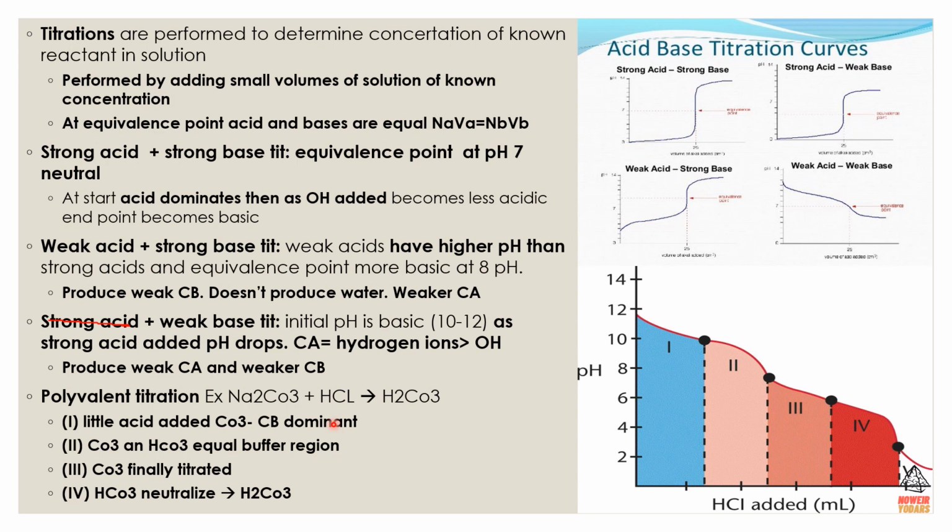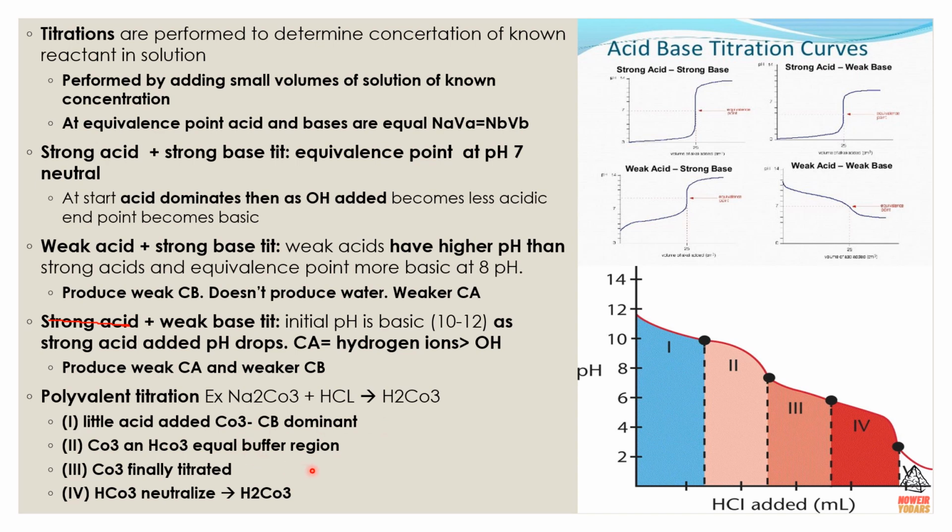Next we have polyvalent titration. Polyvalent titration is basically a type of titration used to determine the concentration of a sample that contains 2 or more substances. They react in a multi-step reaction. So the titrant uses as a reactant more than one functional group of the analyte, which results in a more complex titration curve. So let's say Na2CO3 plus HCl.